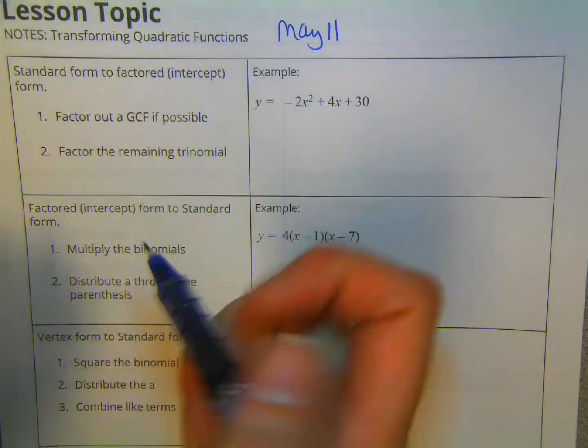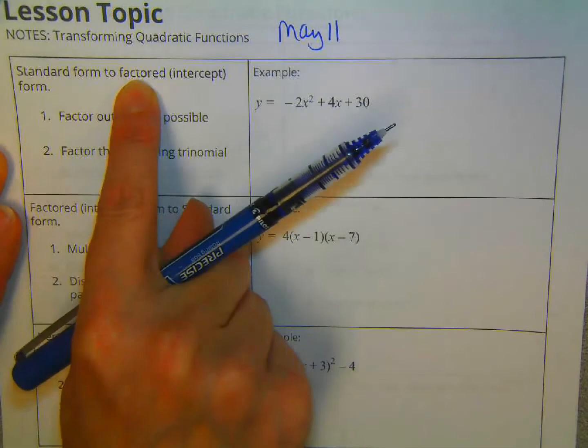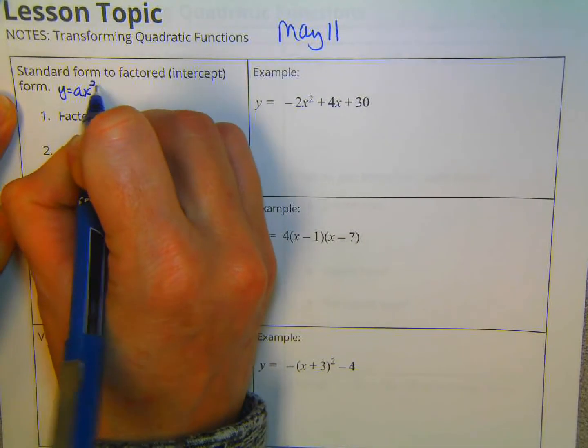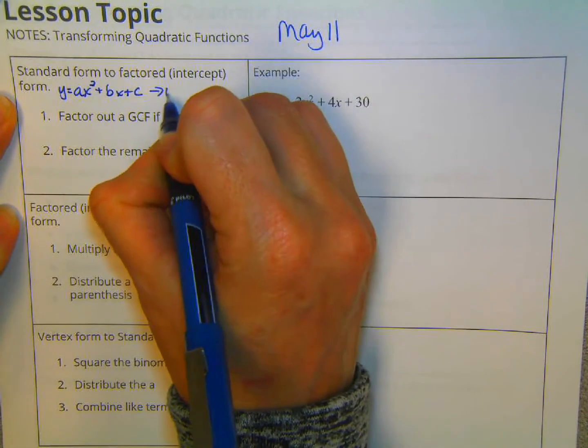First off, three different ways to transform. That just means change. We've got three different function forms: standard, vertex, and intercept form, also known as factored form, and they all yield the same parabola, but they tell us different information. So first off, going from standard form to factored form.